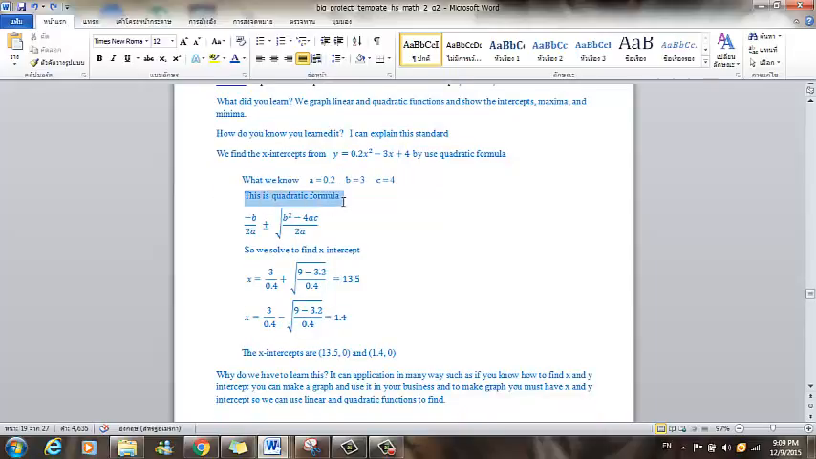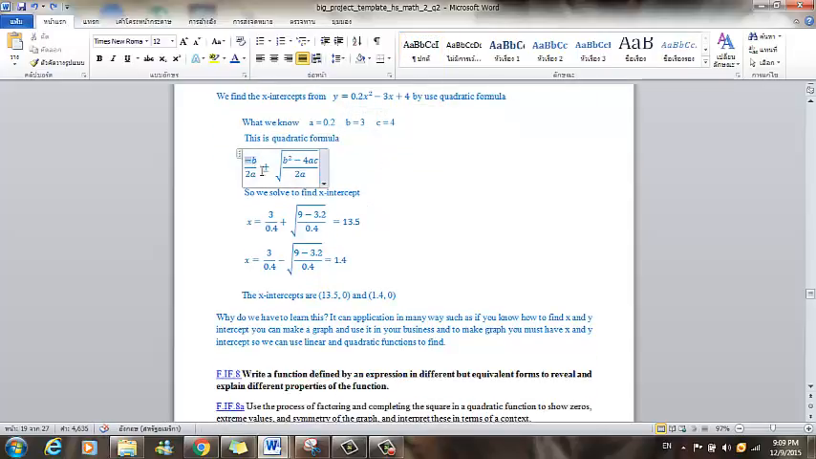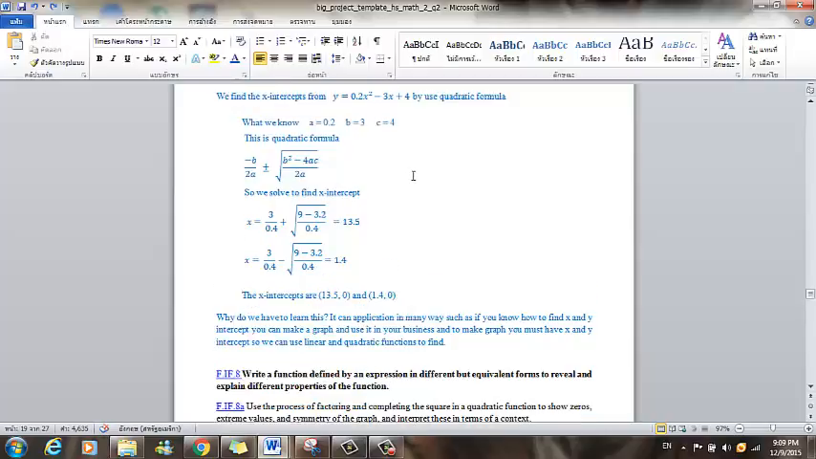We use the quadratic formula to solve it. So this is the quadratic formula. We solve to find the x-intercept. Now you input everything. You already know b, right? B is 3, so we put 3. And now we have to multiply 2 by a, because 2 multiplied by 0.2 is going to be 0.4.